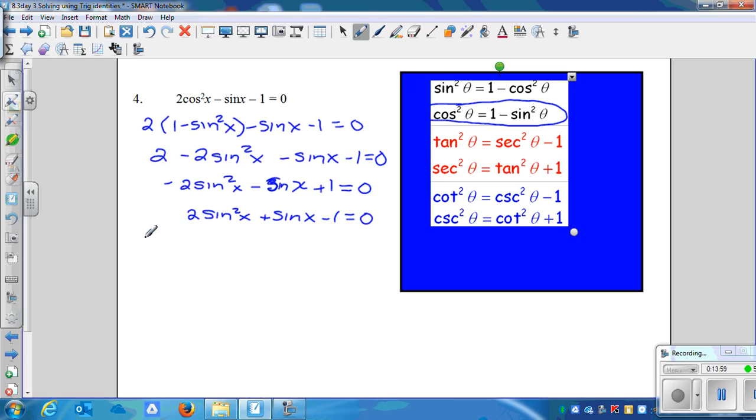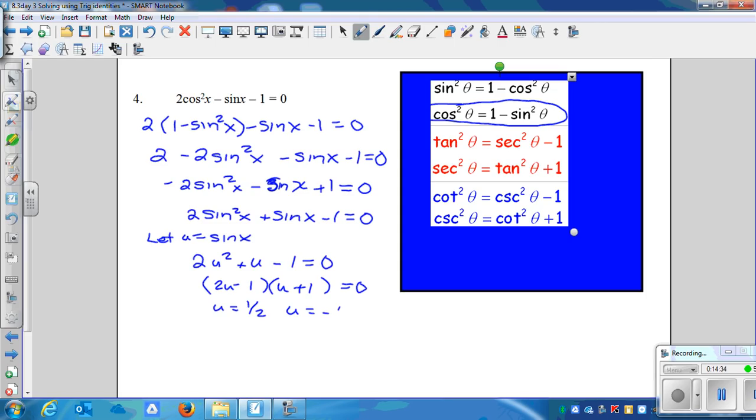And we're going to use u substitution. So we're going to let u equal sine x. So it looks a little easier and cleaner to work with, like an algebra problem. So 2u squared plus u minus 1 equals 0. So we're going to go and factor that. So we have 2u and u. And we're going to have a minus 1 and a plus 1. Set each of those factors equal to 0. The first one's going to give me u equals positive 1/2. And the second one is u equals negative 1.